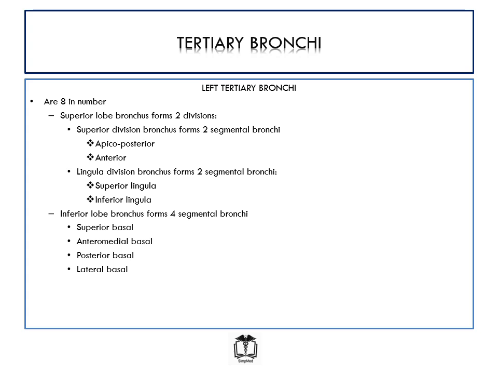The superior division would give rise to two segmental bronchi or two tertiary bronchus. This includes the apical posterior and the anterior tertiary bronchus. Then the lingual division gives rise also to two segmental bronchi. This includes the superior lingual bronchus and the inferior lingual bronchus. Then the inferior lobar bronchus or the inferior secondary bronchus of the left lung would form four segmental bronchi. These four include the superior basal, the anterior medial basal, the posterior basal, and the lateral basal tertiary bronchus of the left lung.